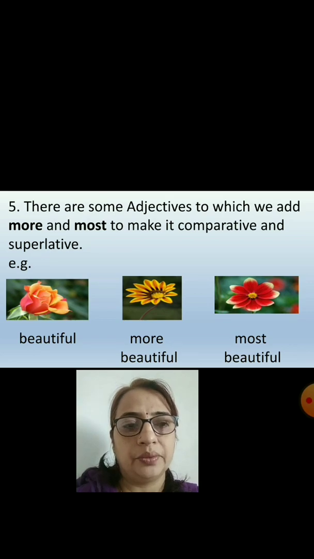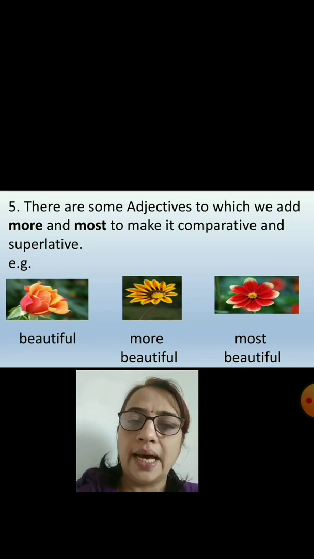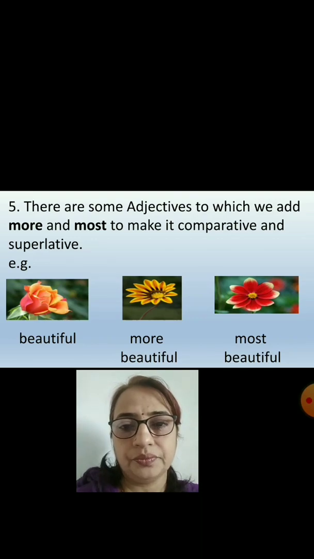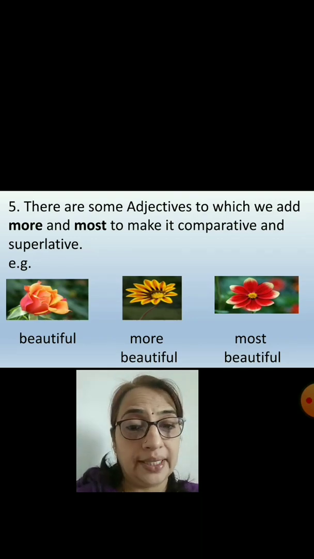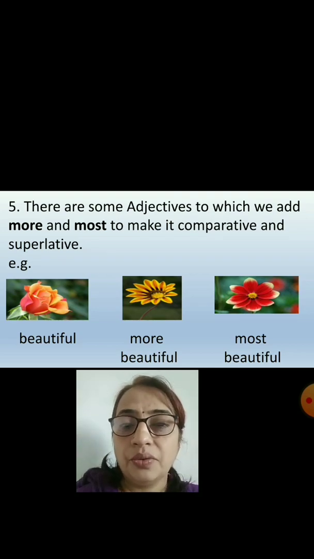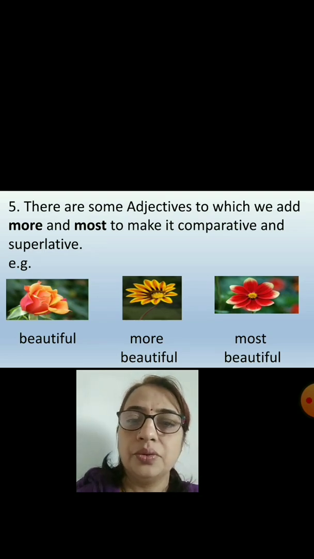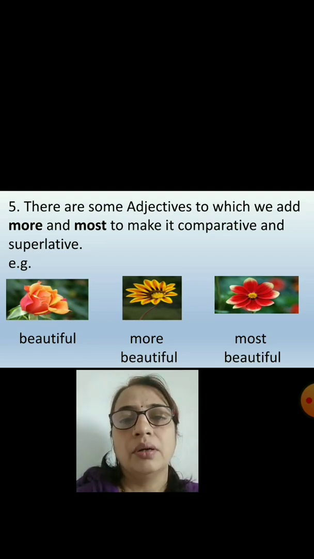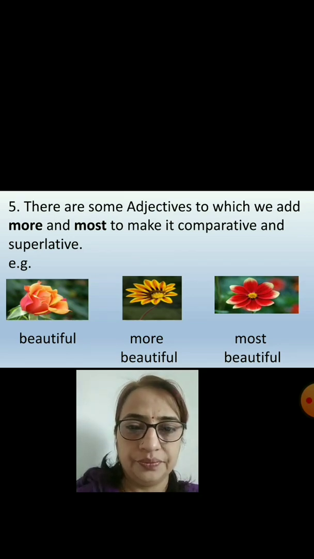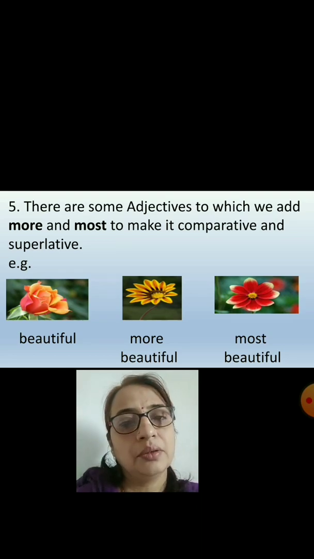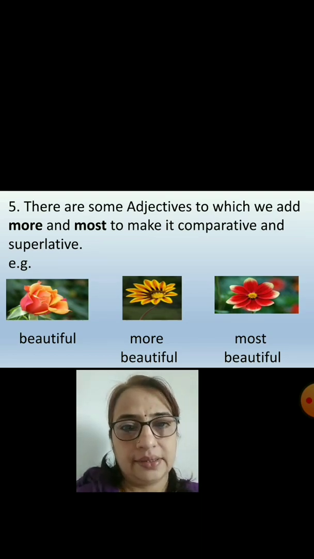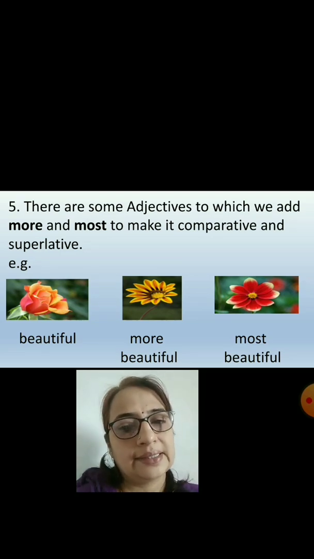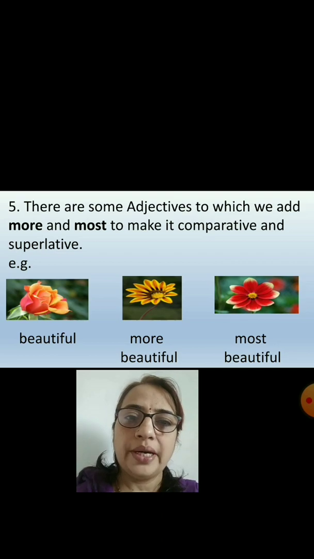comparative and superlative. Now, here is one example I have given, beautiful. So, we don't say beautifuler, beautifulest. No, it will be wrong. So, we should say more beautiful, most beautiful to compare. Beautiful, more beautiful, most beautiful. Fine. Same way, intelligent, more intelligent, most intelligent. Like this. So, remember this thing that there are some adjectives to which we add more and most to make it comparative and superlative degree.